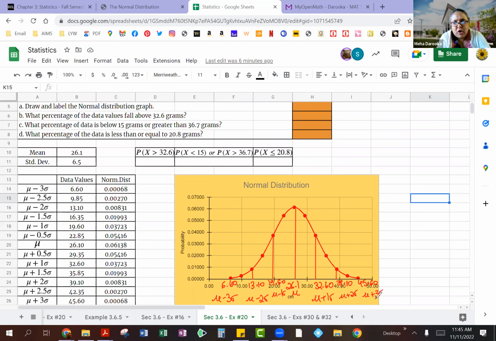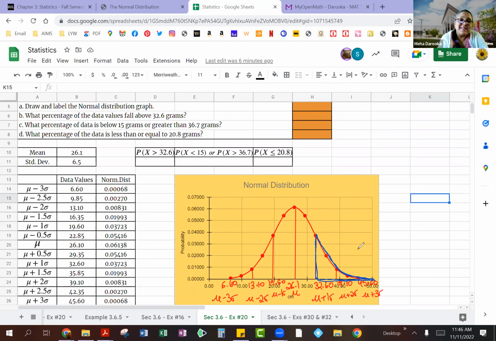Okay, so now that we have all our labeling done, they are asking us what percentage of the data falls above 32.6 grams. So 32.6 grams is your 1 standard deviation marker. So that's this section over here. So greater than or falls above, you are of course going all the way till that tail end again, guys. So 1 standard deviation above and going all the way to the right tail, what percentage of our data values will fall in that little section?